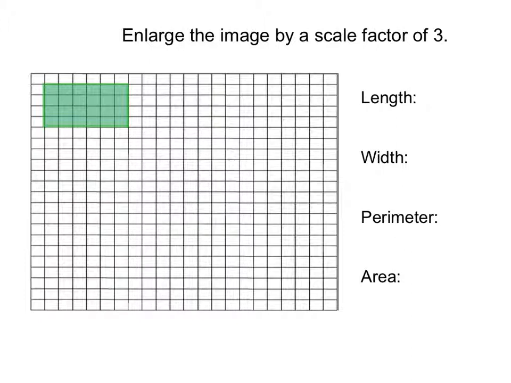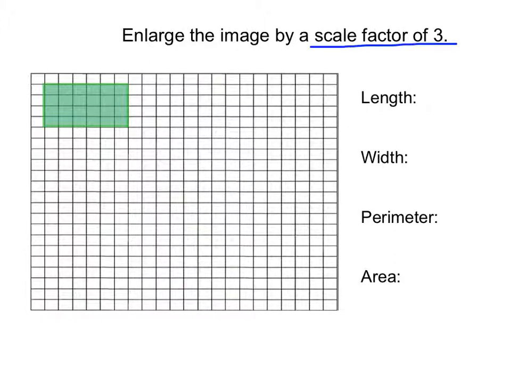So today we're reproducing images, and we're going to enlarge them mainly. We could also minimize the image, but today we're going to focus on just making them bigger. So our directions are to enlarge the image by a scale factor of 3. And so I have a grid on here for us to use to scale it. And so what you need to do is figure out your original length and width, and then multiply it to enlarge it by 3.